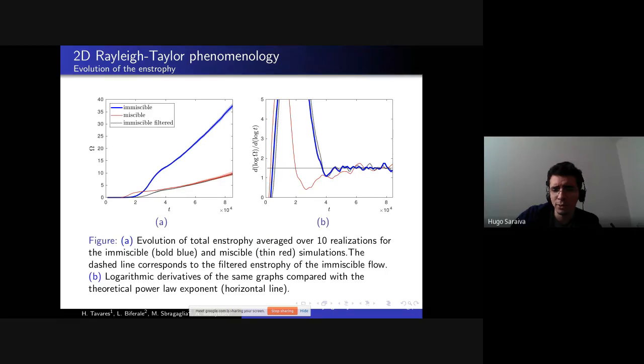We see a surprisingly good agreement in the immiscible case. And we also investigated the statistics of the entropy far from the interface. To do this, we investigated the entropy with the interface and the entropy cutting out a significant region around the interface, and the result is shown by this immiscible filtered curve, the dashed curve. So it shows that the statistics of entropy far from the interface still verify the phenomenological predictions.